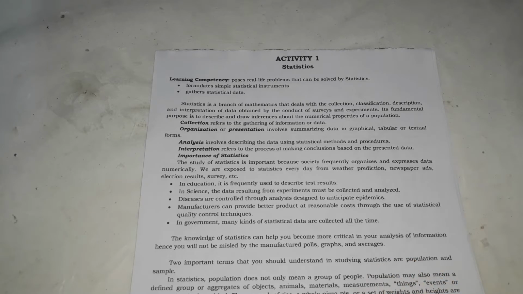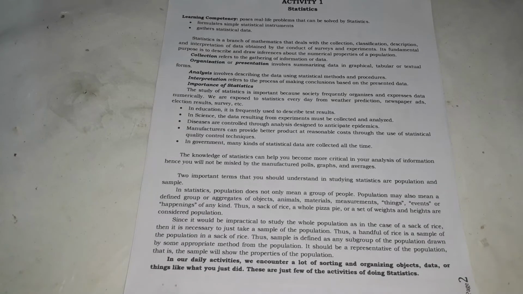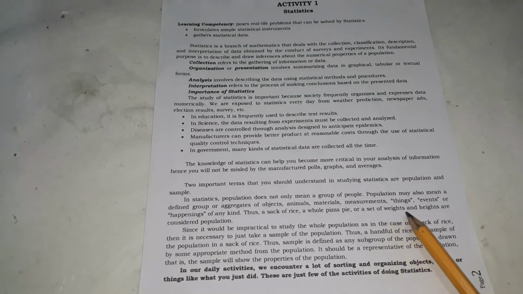In statistics, population does not only mean a group of people. Population will also mean a defined group or aggregate of objects, animals, materials, measurements, things, events, or happenings of any kind. Thus, a sack of rice, a whole pizza pie, or a set of weights and heights are considered population.